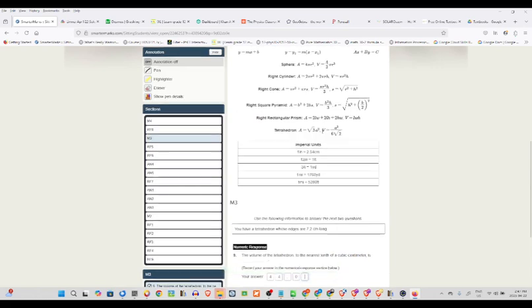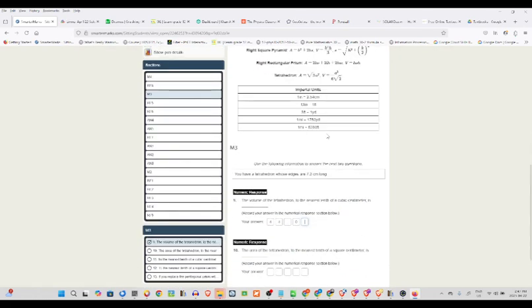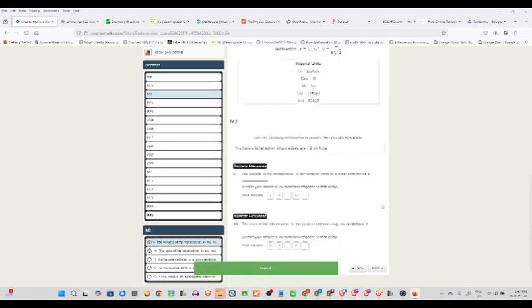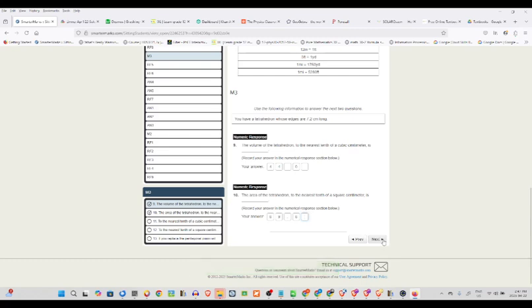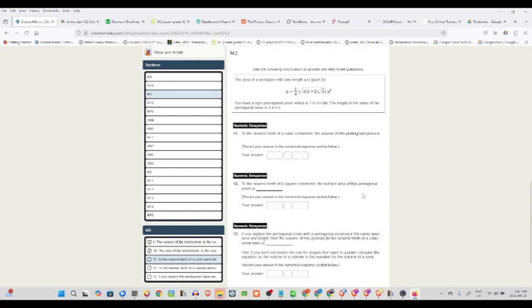The area is a squared times root 3. 7.2 squared times the square root of 3. That works out to 89.8. So now we have the area of a pentagon. We have a right pentagonal prism, which is 7.8 centimeters long. The length of the sides on the pentagonal base is 4.4.